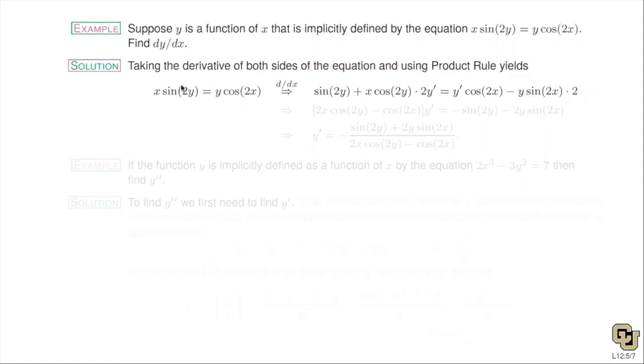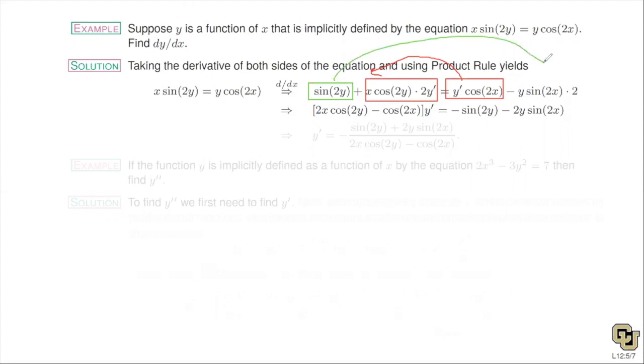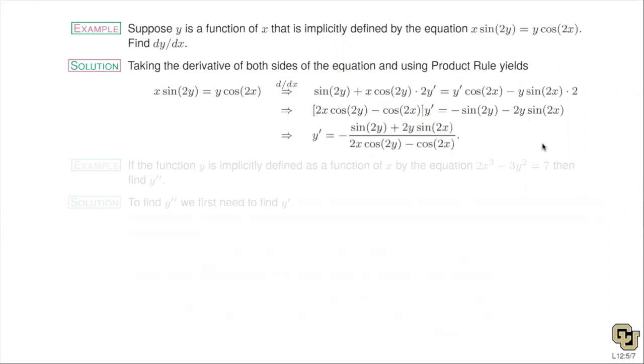That's the calculus part. Now I put the terms that have the y prime together. So this term here has a y prime, and this term here has a y prime. So y prime cosine 2x, I moved over to the other side. It becomes negative. This sine of 2y, I'm moving to the right-hand side because it doesn't contain a y prime. And then I factor out the y prime and divide, and I'm able to solve for the derivative. Again, we have no idea what the actual function is, but we're able to find the derivative.